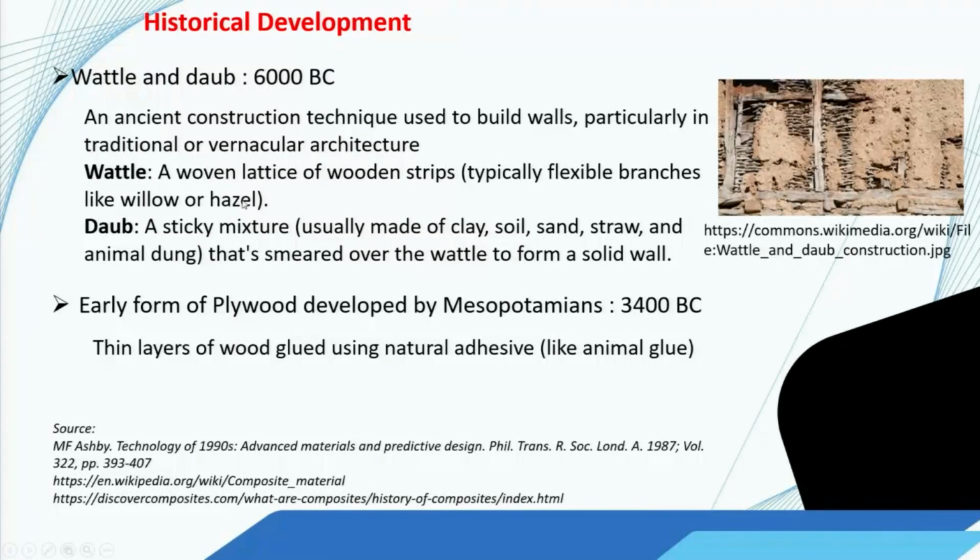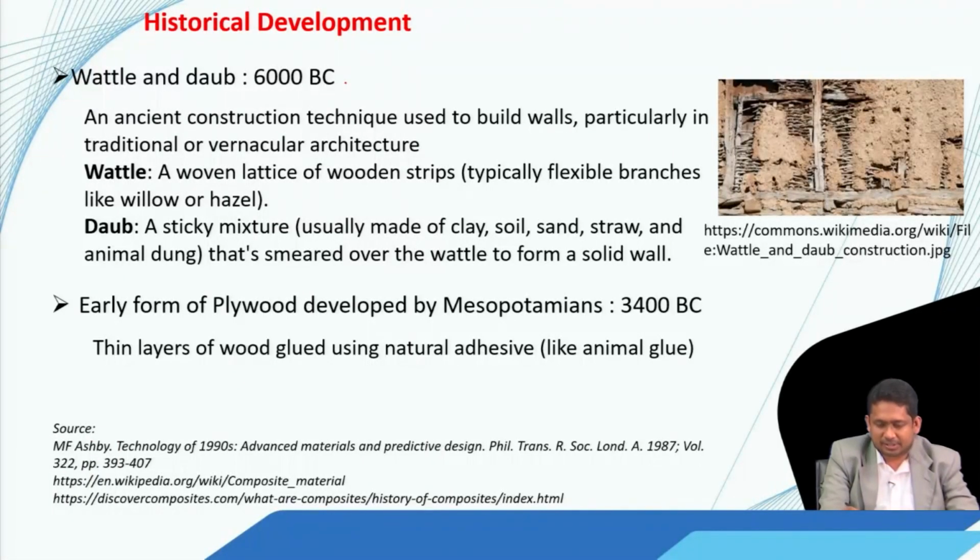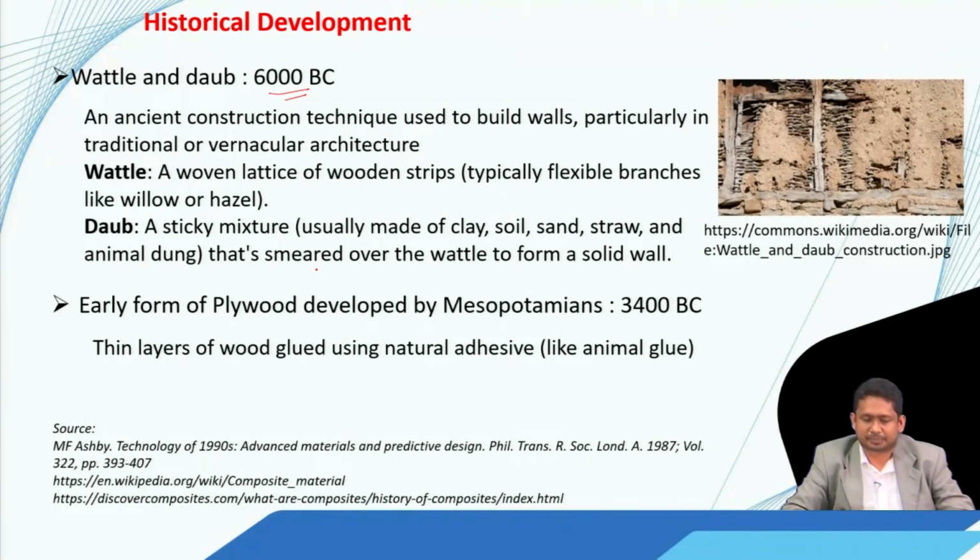So, if we look at the kind of composites which were used in the older days, the first one that comes up is wattle and daub type composites. So, this was there at around 6000 BC. This was a wall building technique. We can see a picture over here.